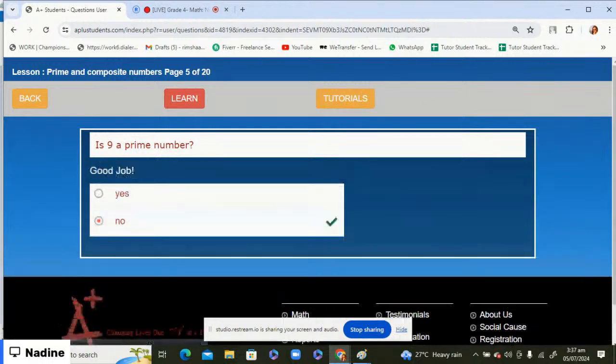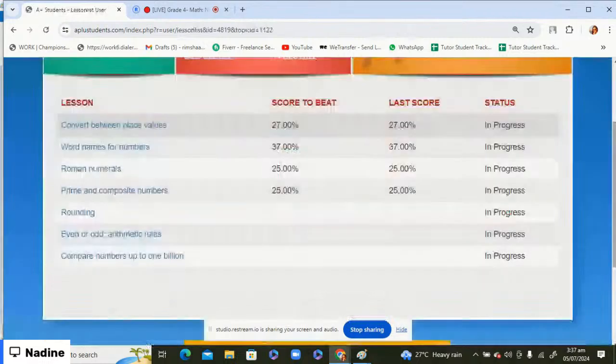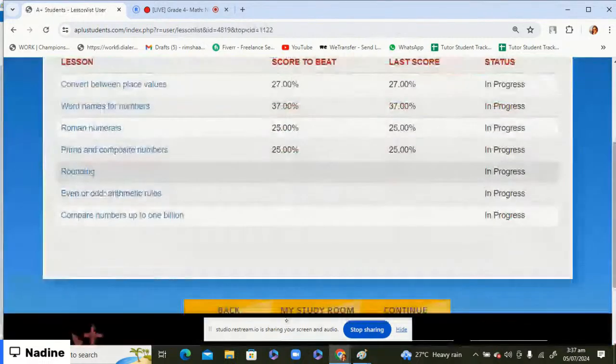Okay, now you solve the rest of the test questions by yourself. Hope you guys understand this lesson as well. Now let's discuss the last lesson, then we'll finish. It's rounding.